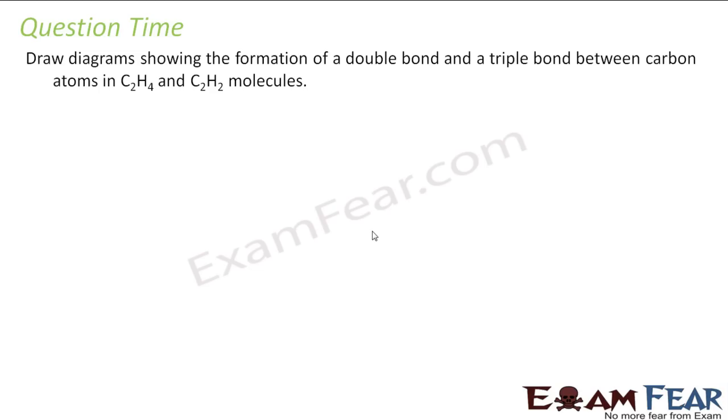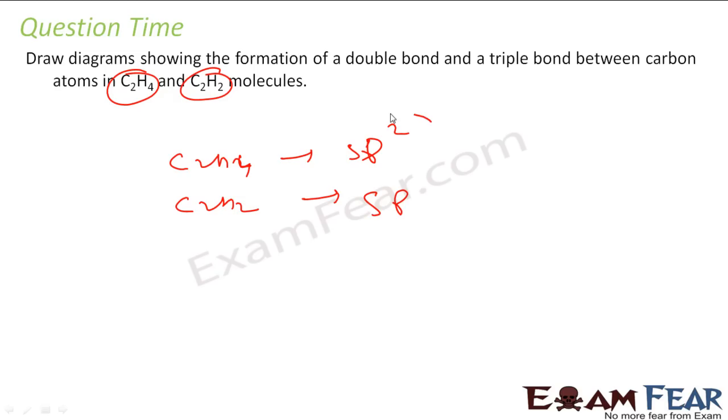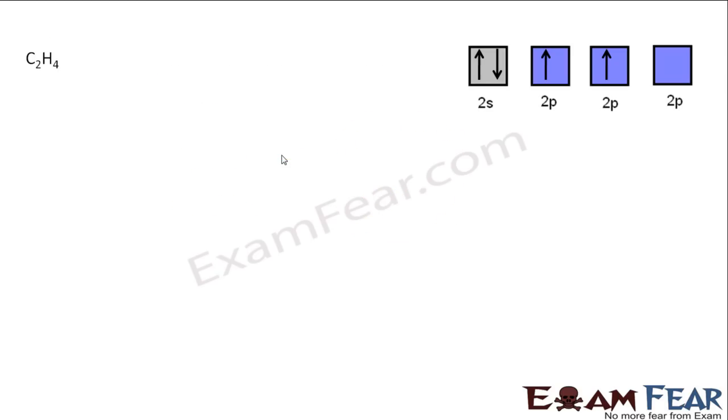So you have to explain the formation of double and triple bond in C2H4 and C2H2. So in C2H4 we have sp2 hybridization, and in C2H2 we have sp hybridization of carbon. So let's see this with this diagram. So I have the C2H2, I have this carbon. So in carbon I have this 1s2, 2s2, 2p2, right? Carbon atomic number is 6.